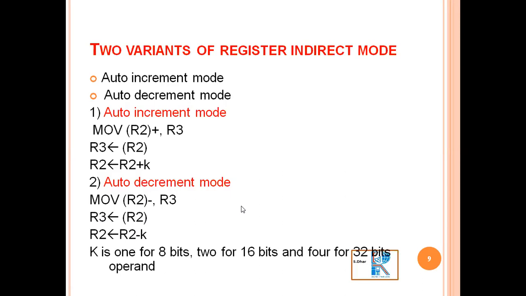Clear? There are different values of K. If the addressing uses 8 bits, K will be 1. If 16 bits, K will be 2. And for 32 bits, it will be 4. So these are the variants of register indirect mode.